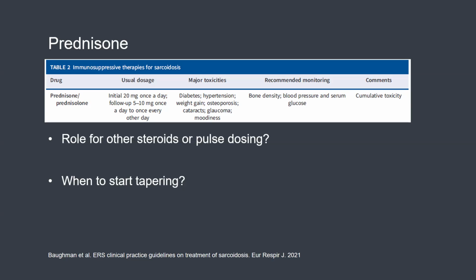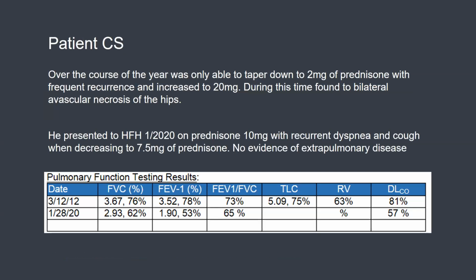So going back to this patient case, over the course of the year that he was at the outside hospital, they were trying to taper down his steroids. They got to 2 milligrams of prednisone, but he had frequent recurrences and needed to increase back to 20 milligrams. During this time, he was found to have avascular necrosis of the hips, had a lot of chronic hip pain due to the steroids that he was given. So he was referred to us. I had seen him in January of 2020. At that time, he was on prednisone 10 milligrams.